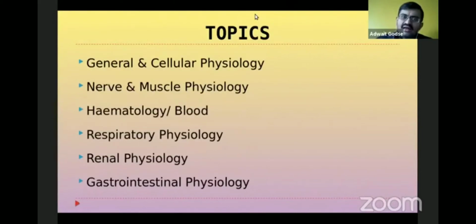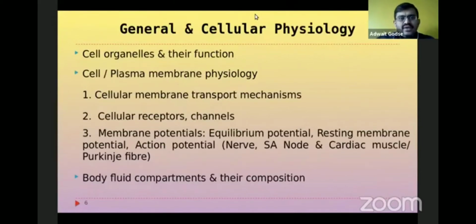Fine. I'll begin. General and cellular physiology: we have cell organelles and their function. Plasma membrane physiology is a very important aspect you need to learn, especially the transport across cell membrane. Cellular receptors: there are four types of cellular receptors: type 1, type 2, type 3, type 4.